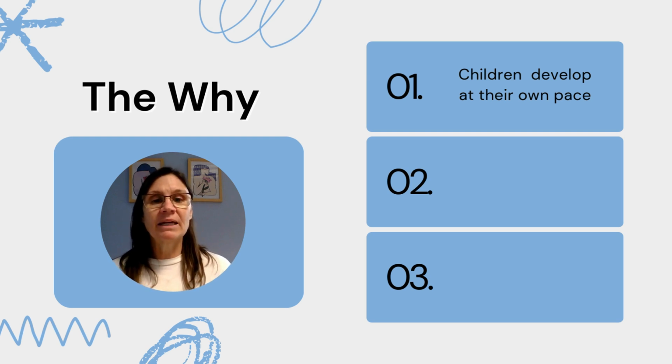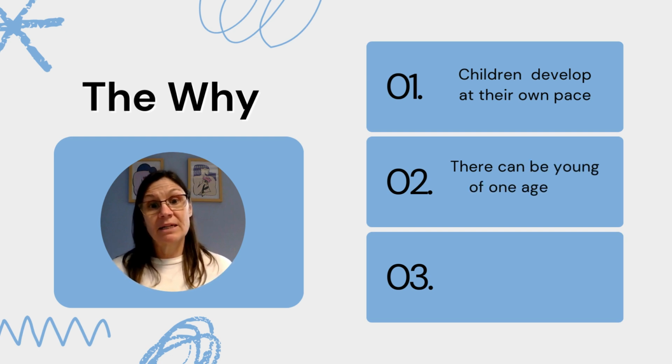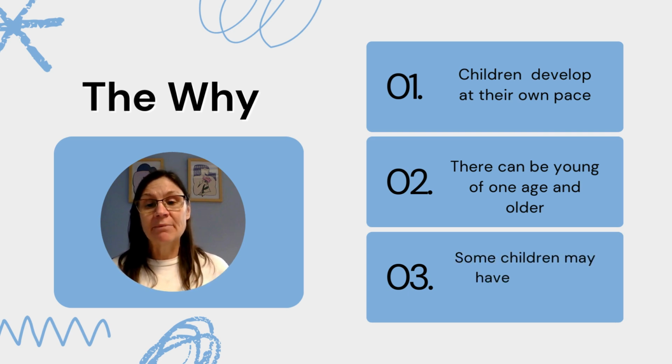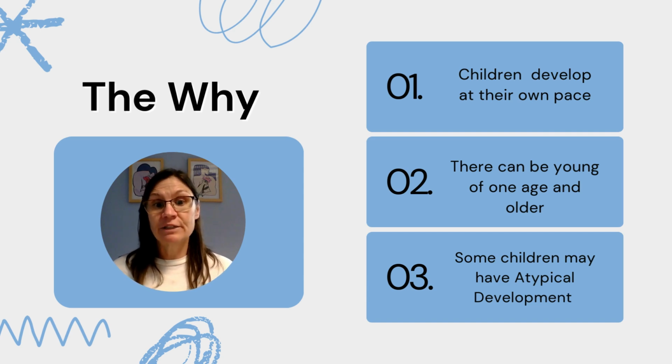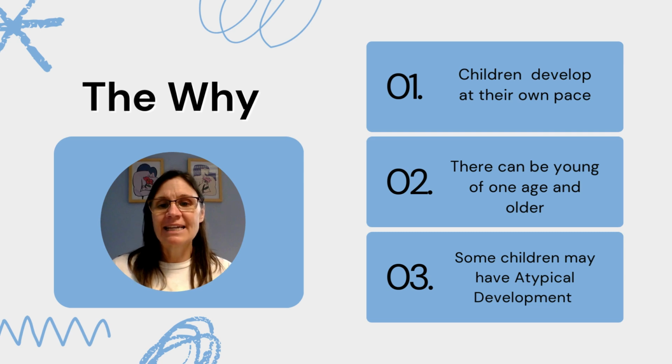There can be young ones and old ones. There can be young twos and older twos, and they are going to be in a different level of development. There's so much that happens during that third year of life, which is age 2. Some children may have atypical development. So we do want to keep that in mind when we are planning activities so that we can create an inclusive environment for everyone. Let's look at some examples and see what our practitioners came up with for theirs.